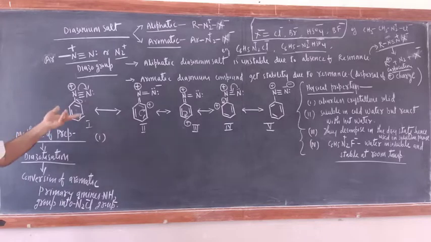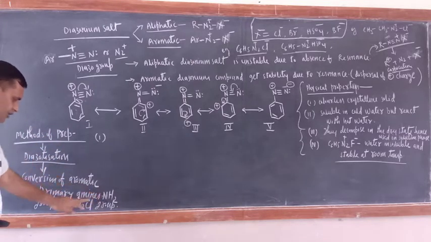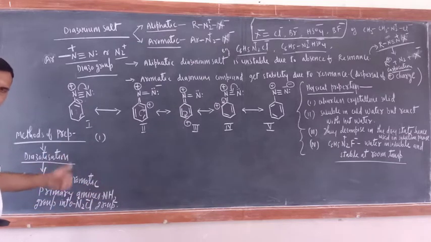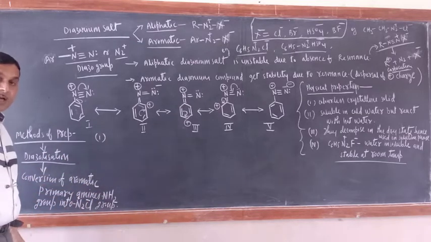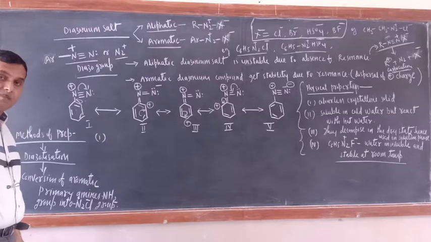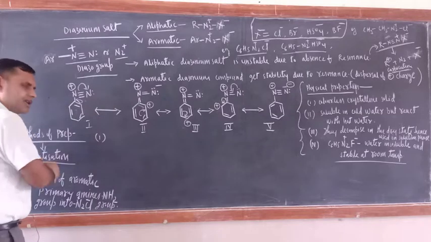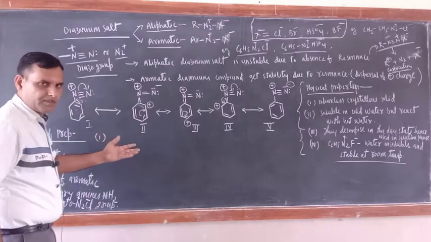Aliphatic ones, I already told you, are highly unstable. As far as the method of preparation of benzene diazonium salt is concerned, the process is called diazotization. What is the meaning of diazotization? Conversion of the NH2 group of aromatic primary amines into an N2Cl group is known as diazotization. And we have already discussed its method of preparation.